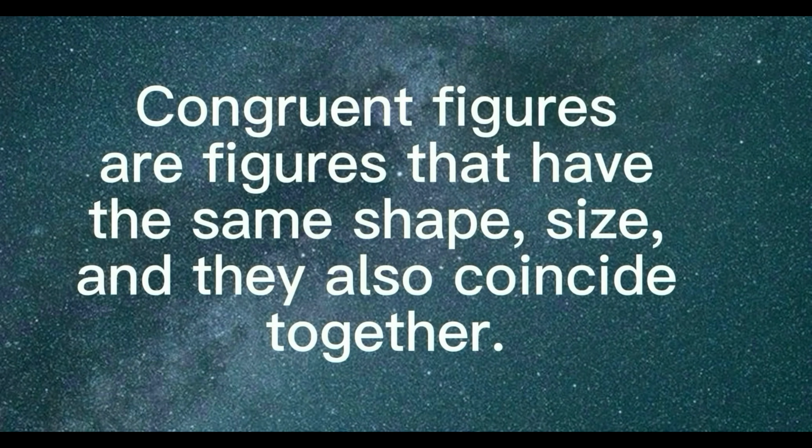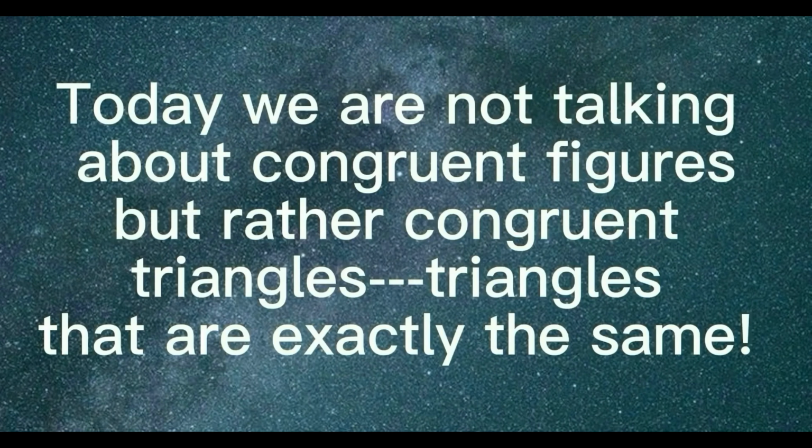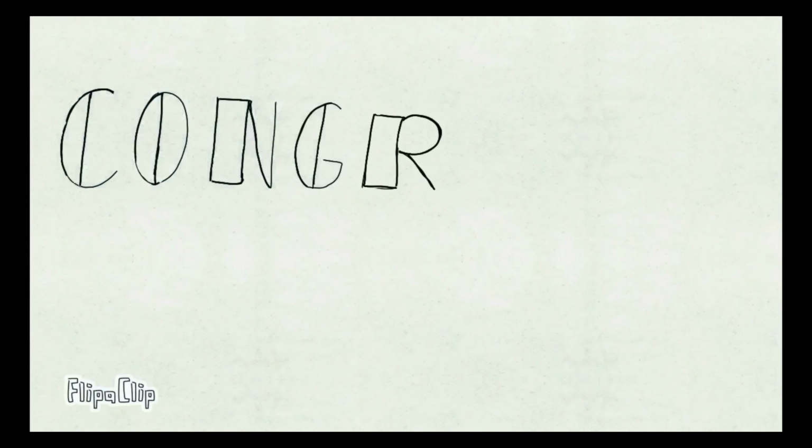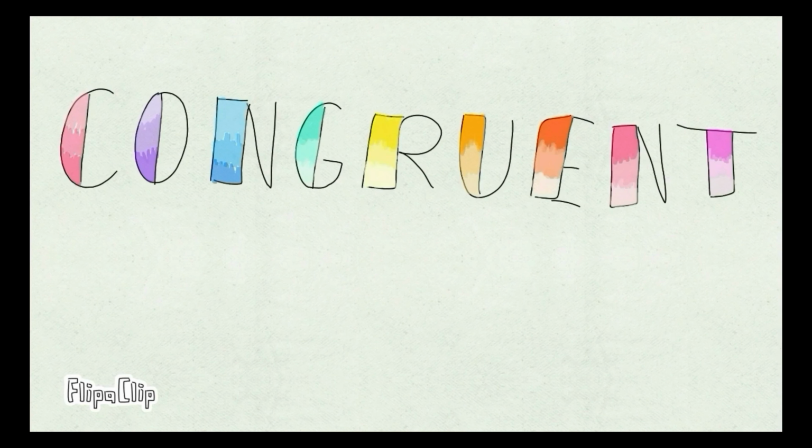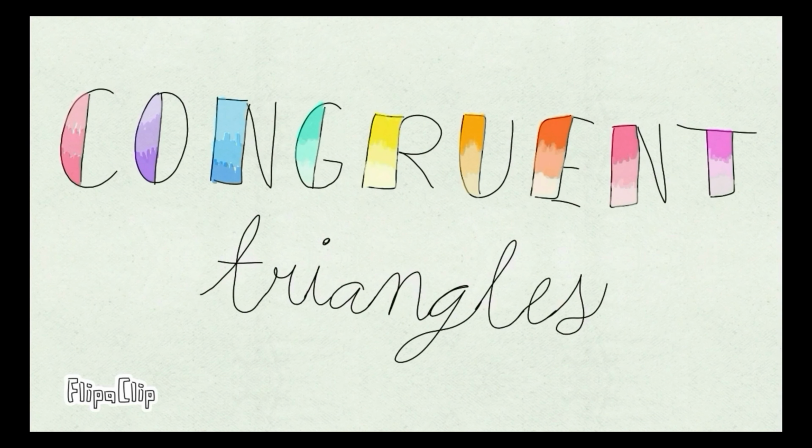Congruent figures are figures that have the same shape, same size, and they also coincide together. So basically everything about the shapes, the figures are the same. Today we are not talking about congruent figures, but rather congruent triangles. Triangles that are exactly the same. Congruent triangles!